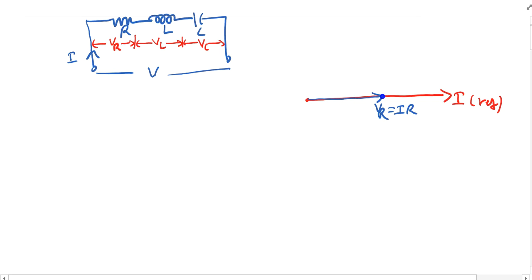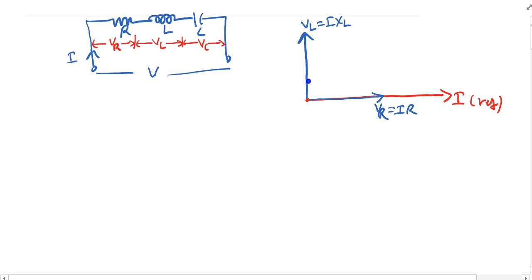Similarly, if you write the relation between VL, the drop across the inductor, and the current, if it is a pure inductor, then your current lags voltage by 90 degrees. That is the concept you have already gone through. So this is my VL, or you can say IXL. Here my current lags this VL voltage by 90 degrees. So this is the meaning.